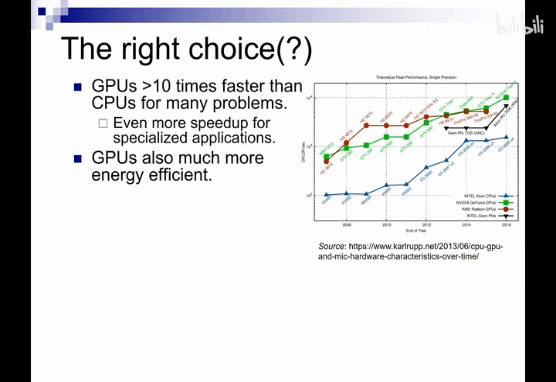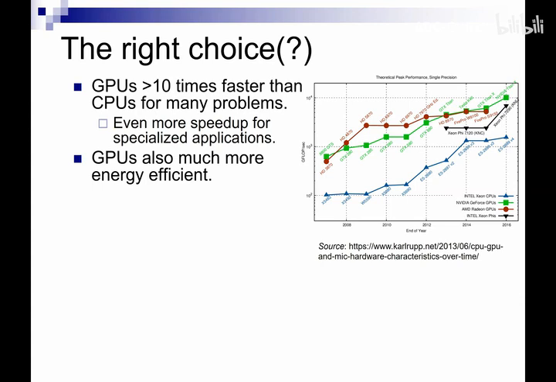Okay, so now that we see GPUs are much faster than CPUs, the question is, all right, let's just forget about CPUs and use GPUs for everything. But unfortunately we can't do that. Even though we say that GPUs are general purpose, they are still optimized for certain types of workloads, and there are other types of workloads that CPUs perform better on.